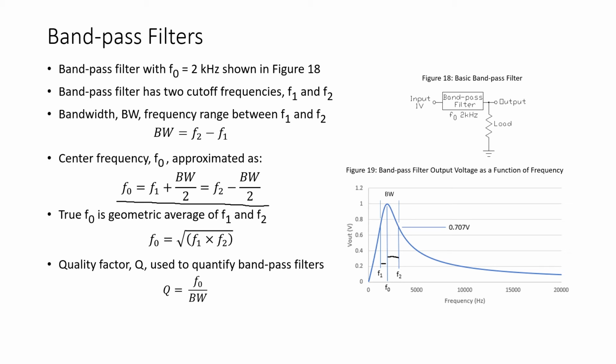Now, the true value of F sub O is what's called the geometric average of F1 and F2, which is calculated as shown, the square root of F1 times F2. Now, an additional quantifying factor for bandpass filters is what's called the quality factor, symbolized with the letter Q. And for bandpass filters, the quality factor Q mathematically is F sub O divided by bandwidth. The quality factor is simply a numeric value that expresses the selectivity of the filter. In other words, the smaller the bandwidth, the greater the Q factor.